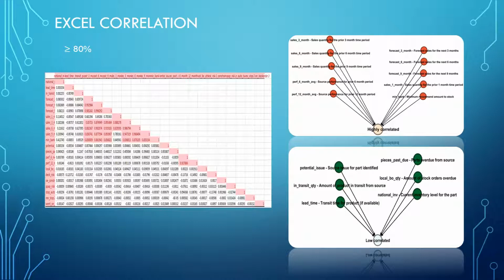We ran an Excel correlation and we set the correlation threshold at 80%. After running the correlation, we found that sales and forecasted sales were highly correlated. On your right, you're going to see the 10 attributes highly correlated, and underneath you're going to see 6 attributes with low correlation. If you see the matrix of Excel, you can see that all the highly correlated values are highlighted in red.